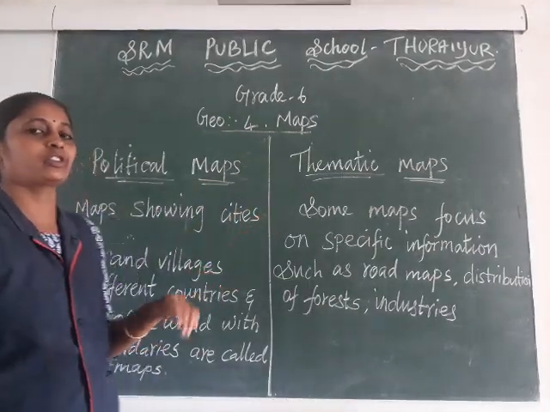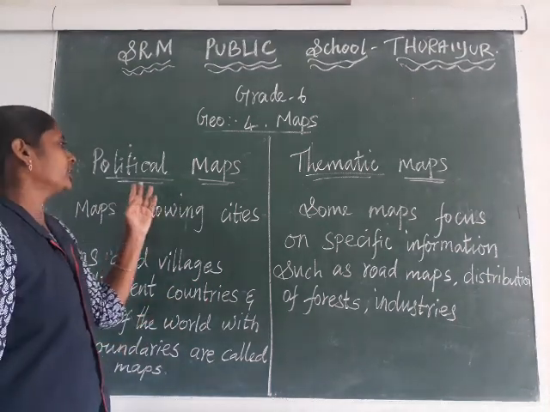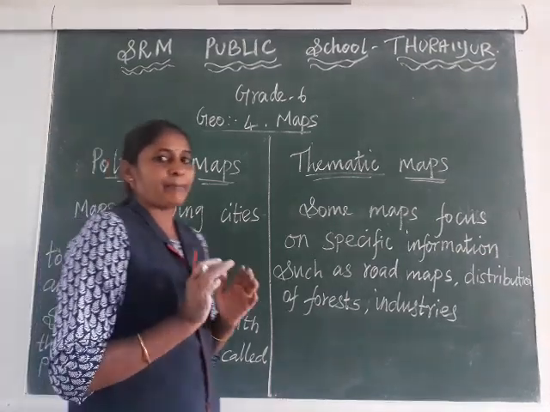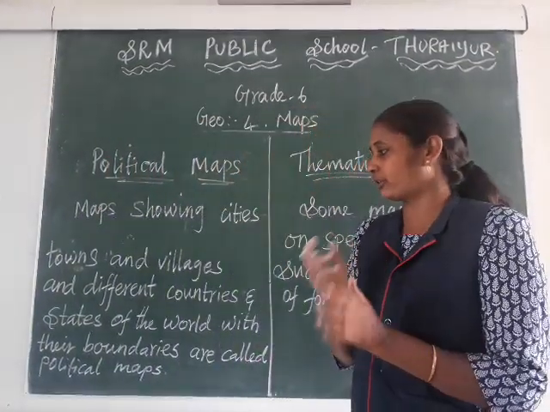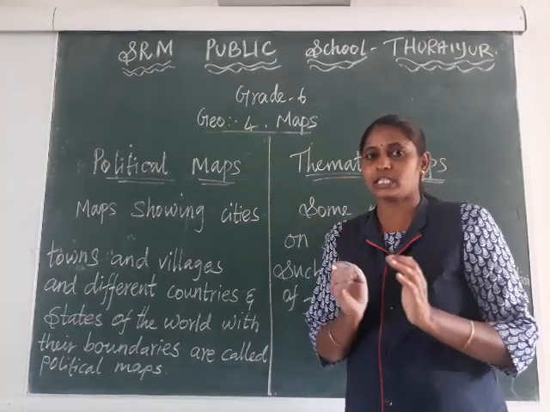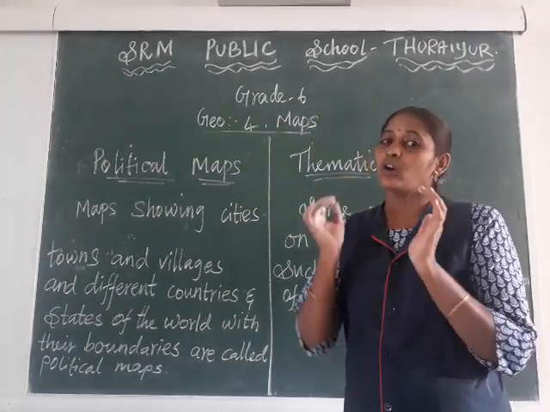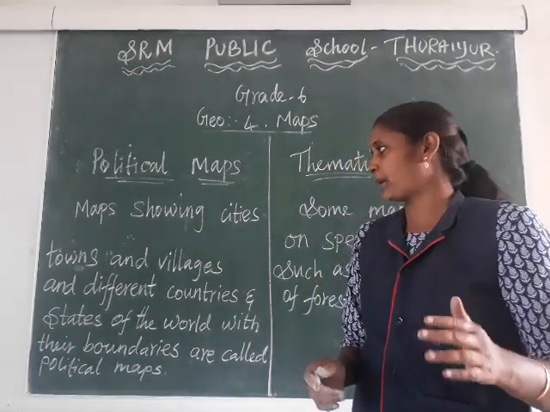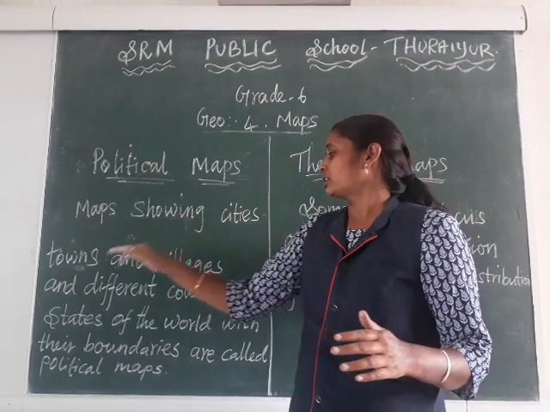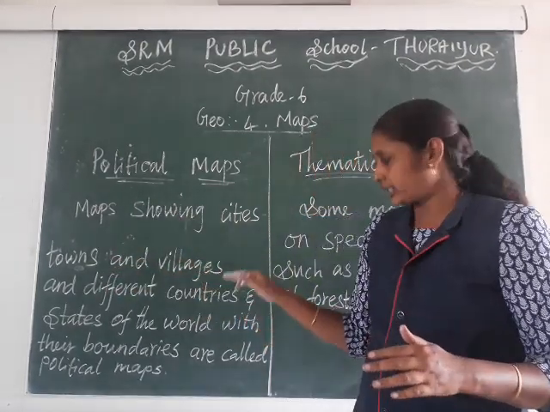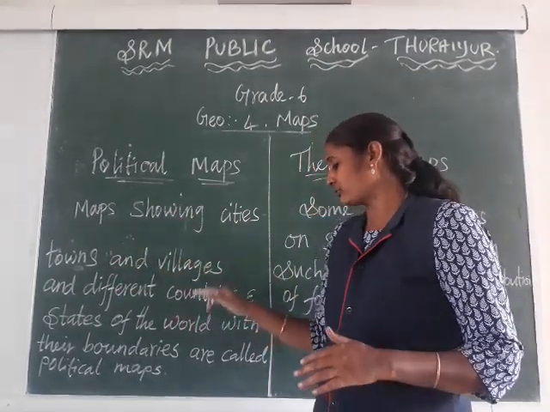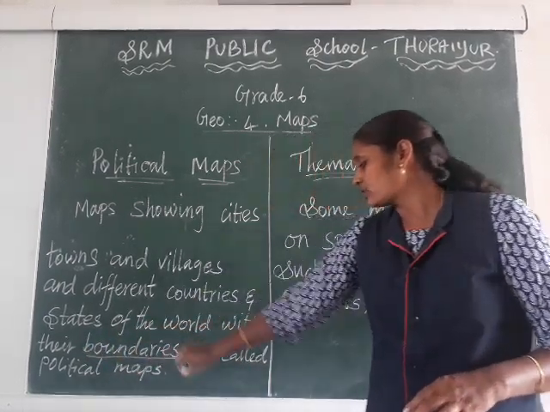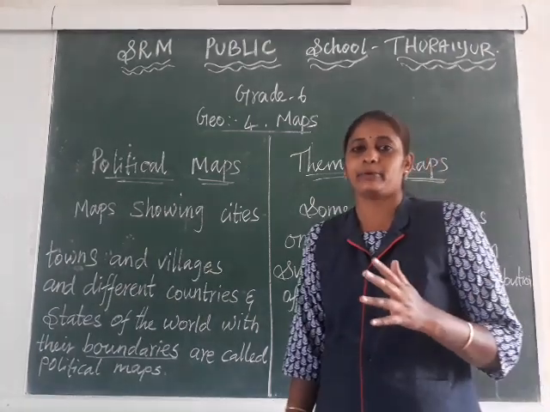Next, political map and thematic map. Already we discussed the physical map. Political map: which map shows information about a particular city, town or state along with its boundaries is called a political map. It shows cities, towns, villages and different countries and states of the world with their boundaries.